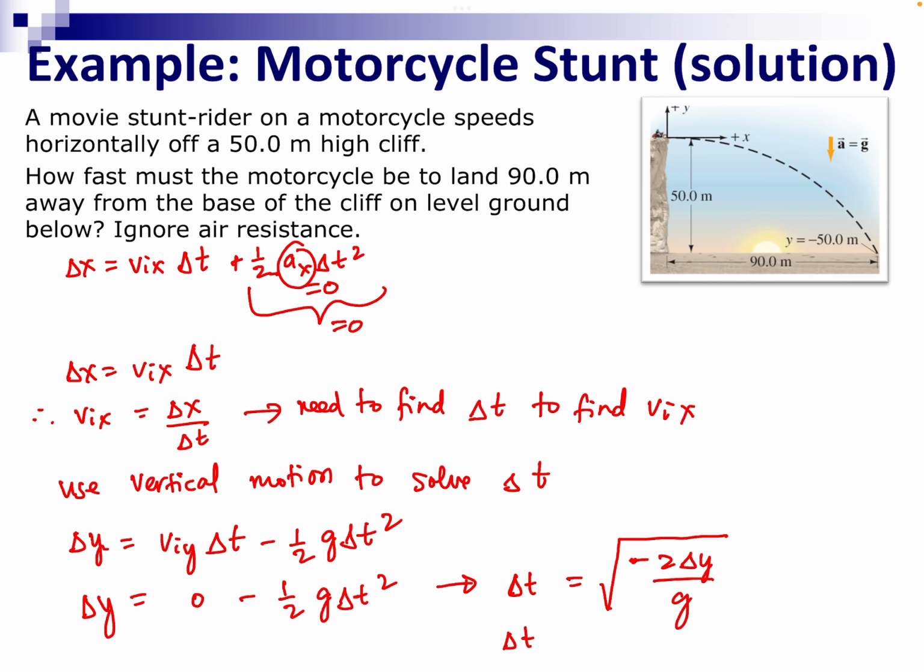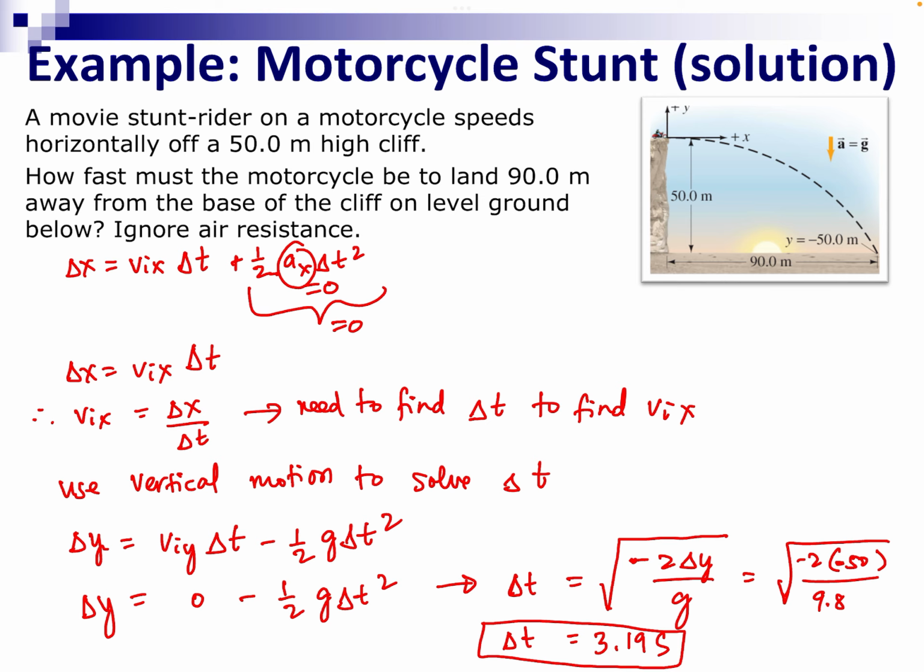If you plug in the numbers, you have negative 2, and you have negative 50 meters as the problem shows for the distance along the y, and g is 9.8 meters per second squared. We just use the number 9.8 here because the negative sign was already incorporated in the equation. If you put negative 9.8 here, it cancels out the negative sign. So delta t, the time that you'll solve, is 3.19 seconds.